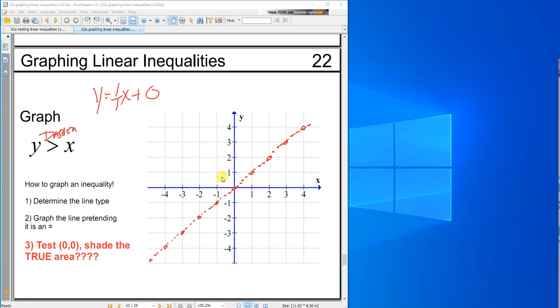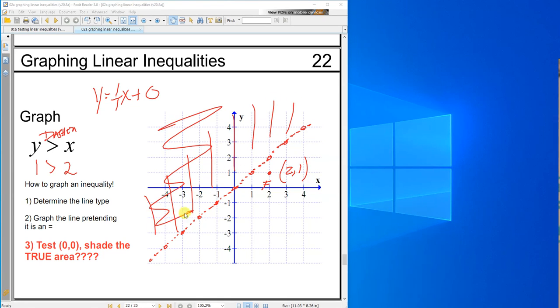Now, normally I would try 0, 0, but 0, 0's on the line. That's no good. My next favorite point is 1, 1, but that's no good. Let's try 2, comma 1. And let's see if 2, comma 1 is true or false. Okay, y is 1, and that's greater than x, which is 2. Is that true or false? 1 is greater than 2. That means this point is false, which means everything above the line is true. All this is true.